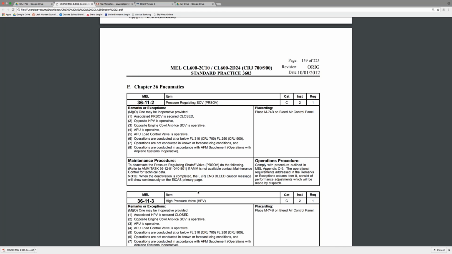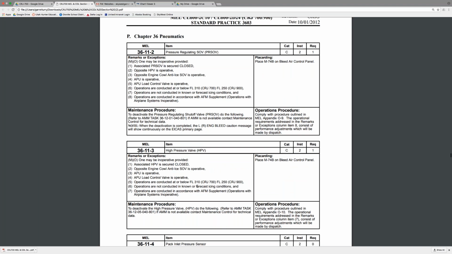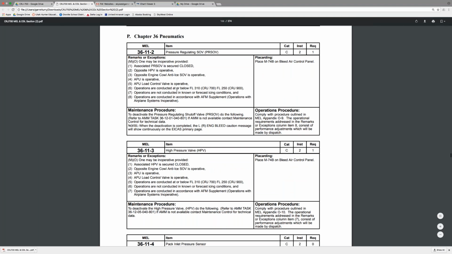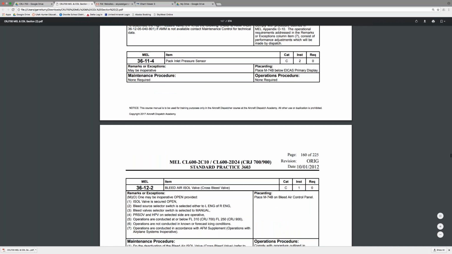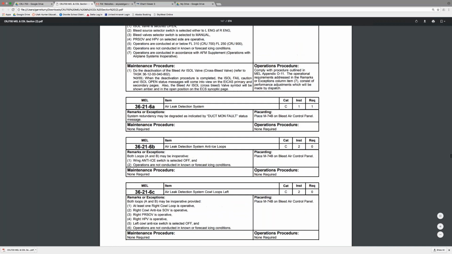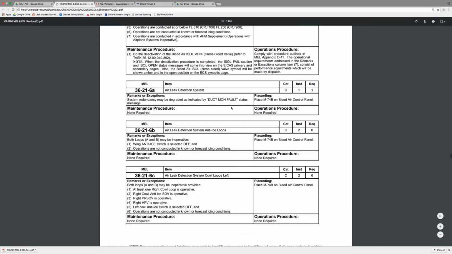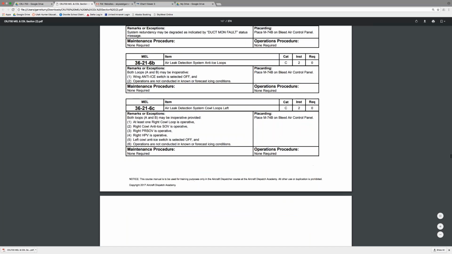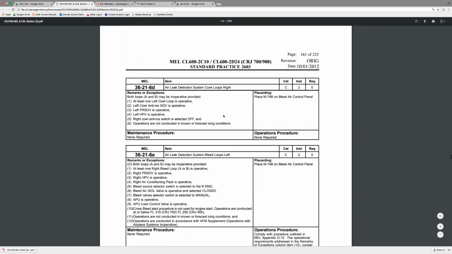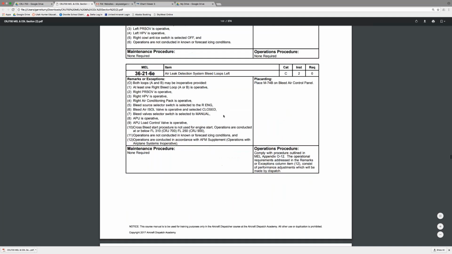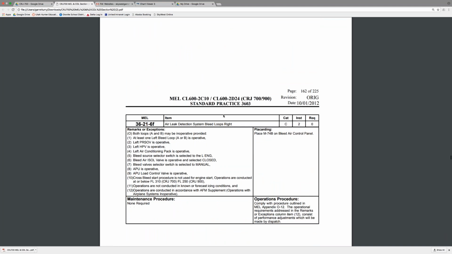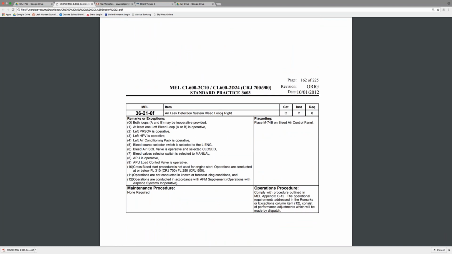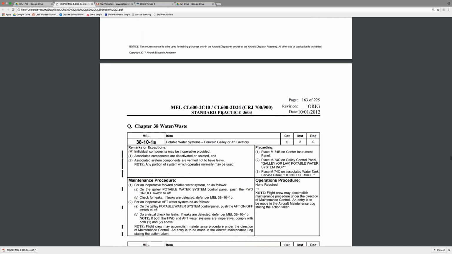Okay, so all of this chapter relates to our bleed air, right? Pneumatics is our bleed air. So what are some of the operating restrictions that you see just kind of scrolling through it? Restrictions. What is the restrictions at?